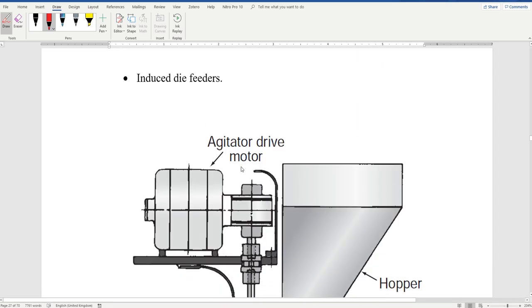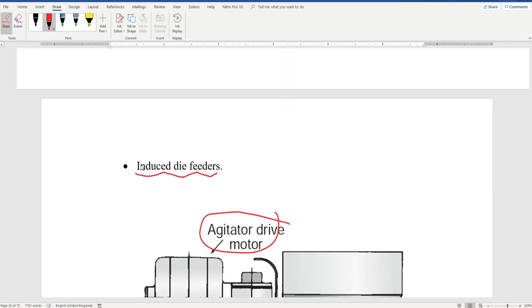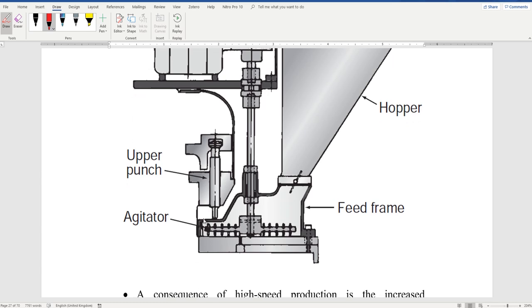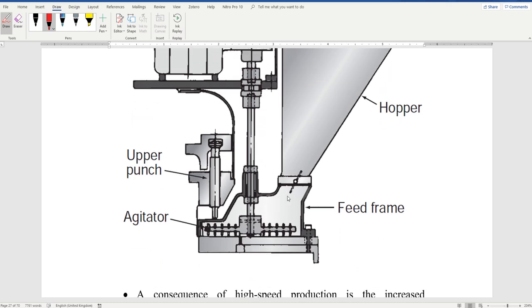That's why in some machines they fit what we call an induced die feeder. What does induced die feeder mean? We know what a die feeder is. This one feeds the die cavities. Induced means to enhance or improve the die feeding process. So in some machines they can fit an agitator, as you see here. This is a motor to agitate the powder in the feeding frame. This feeding frame is the hopper shoe.